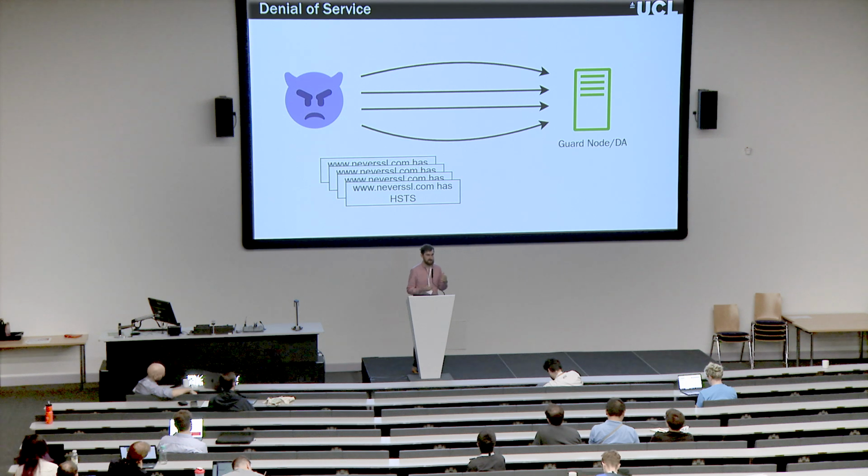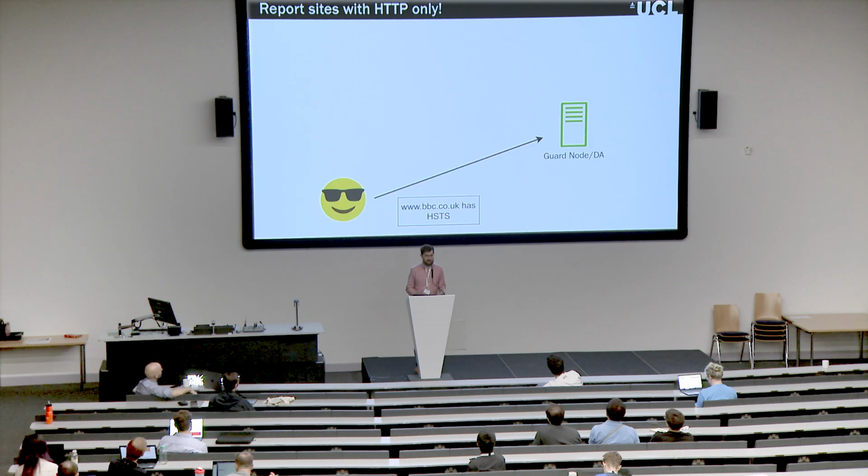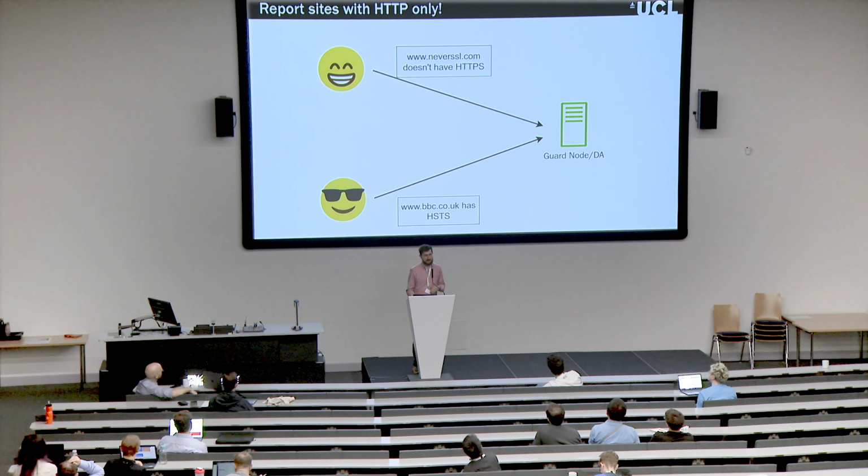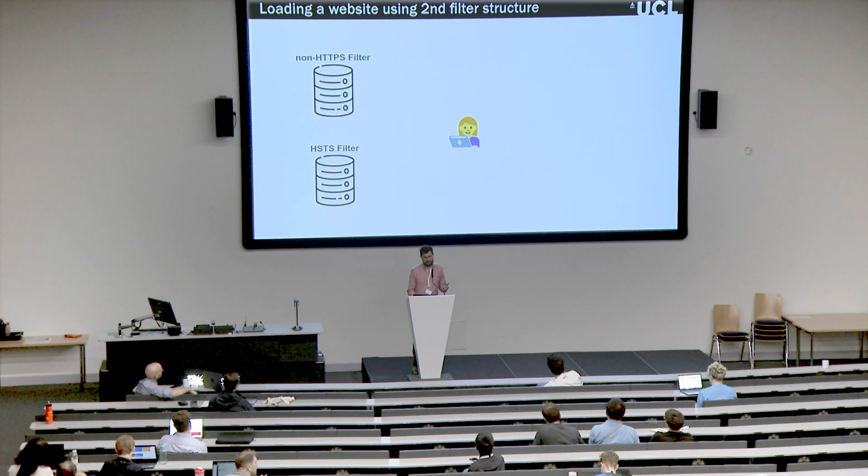And that would mean that users would be blocked from visiting any legitimate non-HTTPS websites, which we don't want. So to actually mitigate this denial of service, not only do we report websites that have HSTS, we also report websites that don't have HTTPS. And this allows us to mitigate these denial of service attacks.